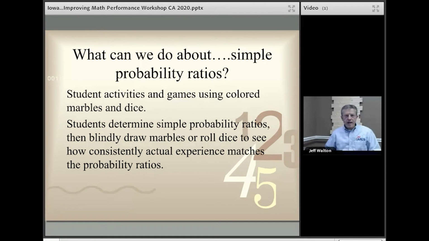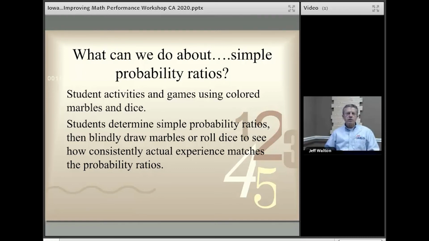The next area is simple probability ratios. A lot of our students miss the problems related to simple probability, and those can be easily addressed in a fun way with your students by adding student activities and games that use colored marbles and dice. The problems are going to be very simple. They're going to be something like, from a bowl that contains 3 red marbles and 5 blue marbles, a student draws 1 marble. What's the probability that he has drawn a blue marble?